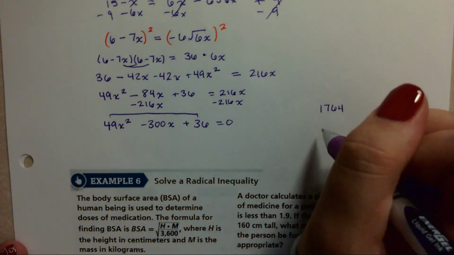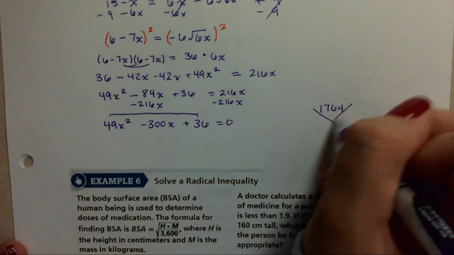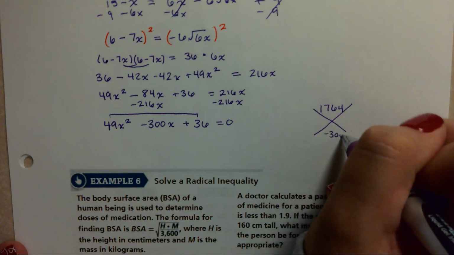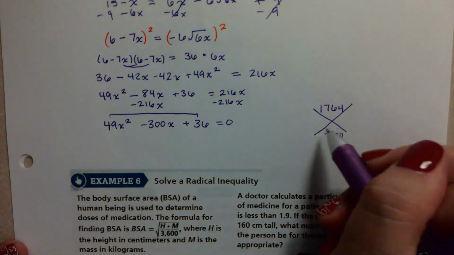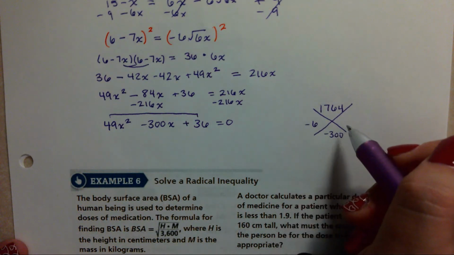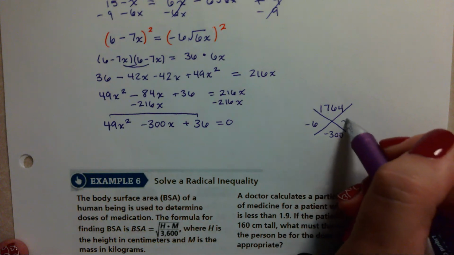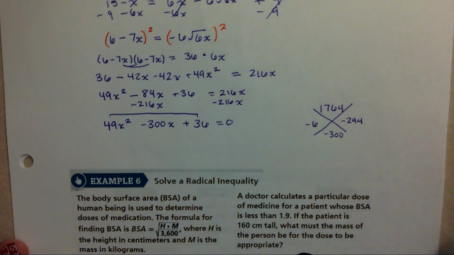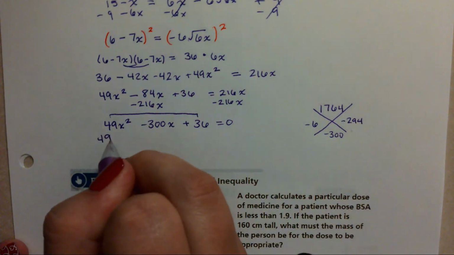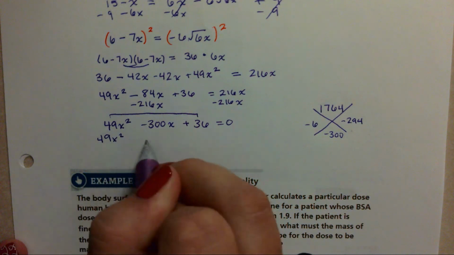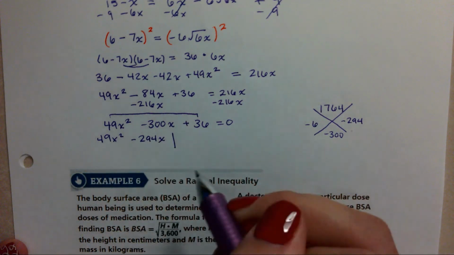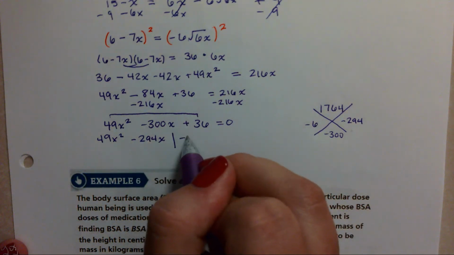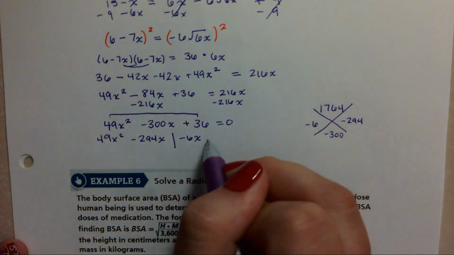And we want factors that add up to negative 300, which I've already found for us. They are negative 6 and negative 294. So I'm going to break this up, 49x squared, I'm going to do minus 294x, and then on the right, minus 6x plus 36.